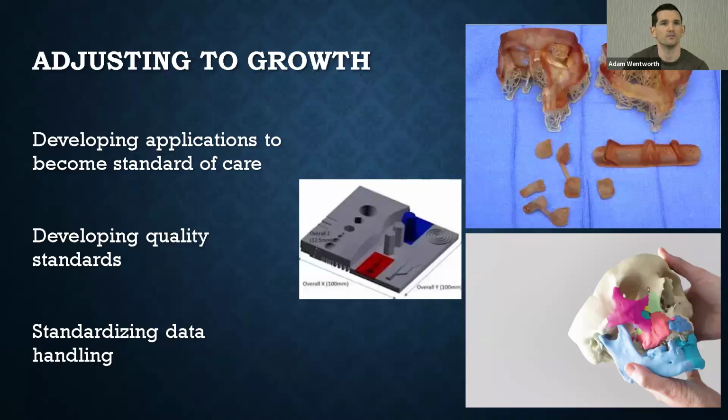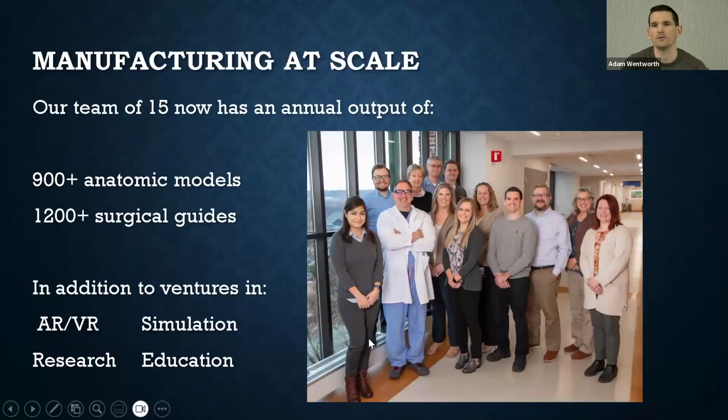phantom that's being printed. And also standardizing data handling is a big part of allowing these labs to grow large, because it gets unwieldy pretty soon to kind of manage everything in Excel sheets. And here we are today. Our team of 15 has an annual output of about 900 anatomic models and 1,200 surgical guides per year. And that's in addition to other ventures in AR, VR, research through residence, simulation, and education.